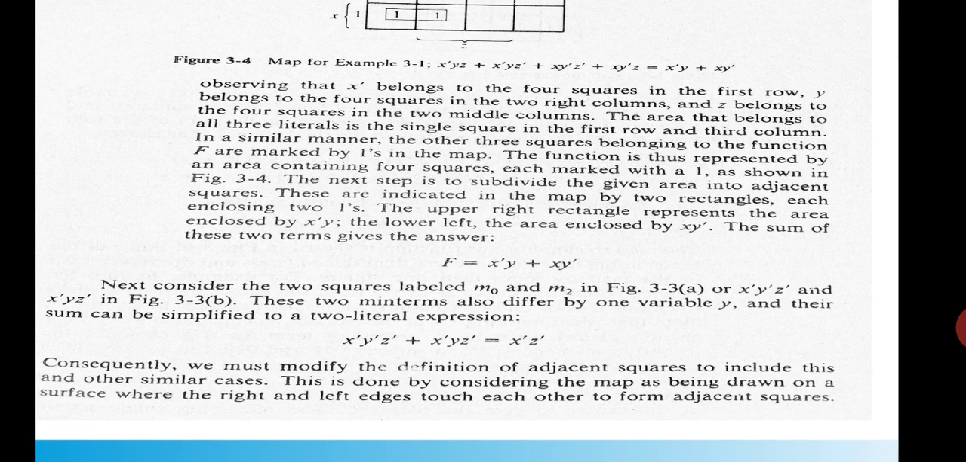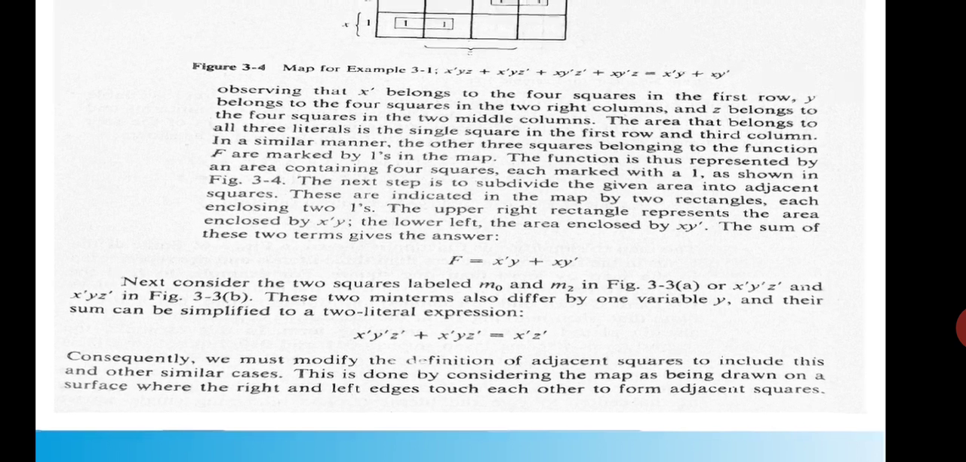Correct. So consider next two squares labeled m0 and m2. So that figure they have shown: x dash y dash z dash, and another one is x dash y z dash. That is figure 3.3b, whatever is shown in the previous slide. So these two minterms also differ by one variable y, and their sum can be simplified into a literal expression. Okay, so again that concept remains the same. So x dash y dash z dash plus x dash y z dash. They are taking the common x dash and z dash. Now y dash plus y is nothing but 1. Ultimately they are going to get the value as x dash z dash.